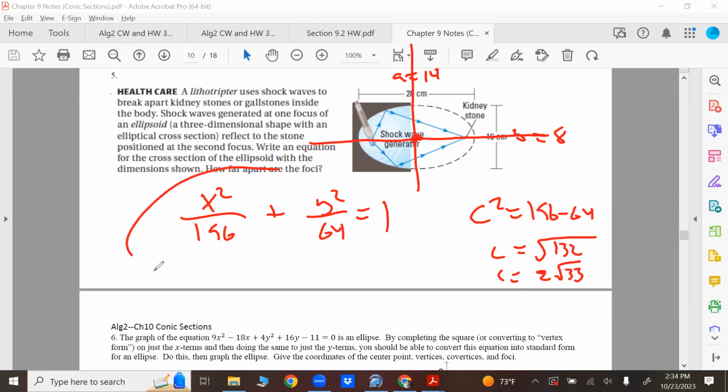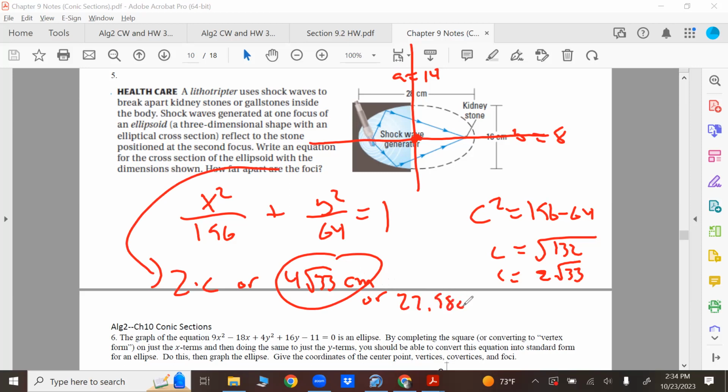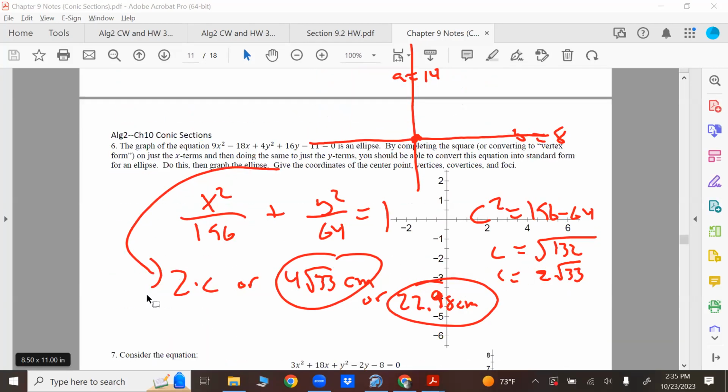So the distance between the two foci will be 2 times c, or 4 root 33. And that's centimeters, by the way. That is kind of weird because in real life you don't really express things like that, you actually give decimal approximations. So about 22.98 centimeters apart. Okay, we're cool. With this problem, we could put the center anywhere we wanted to, but it's easy to put it at 0, 0.